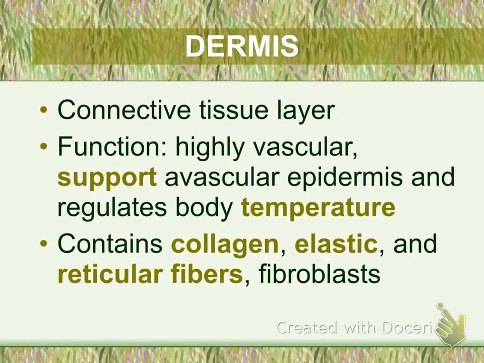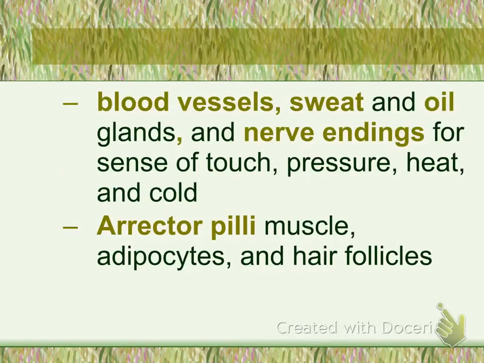The dermis contains the three fibers, the collagen, elastic, and reticular fibers, and it contains fibroblasts, which make the three different types of fibers. They contain blood supply, as I mentioned. They have sweat and oil glands, and they have nerve endings for the sense of touch, pressure, heat, cold, and also pain. They contain erector pili muscle, which is involved in raising the hair. They have adipocytes, which are your fat cells, and they contain hair follicles.